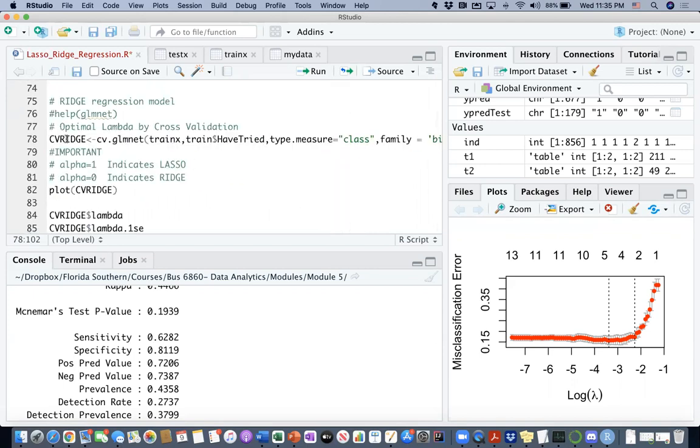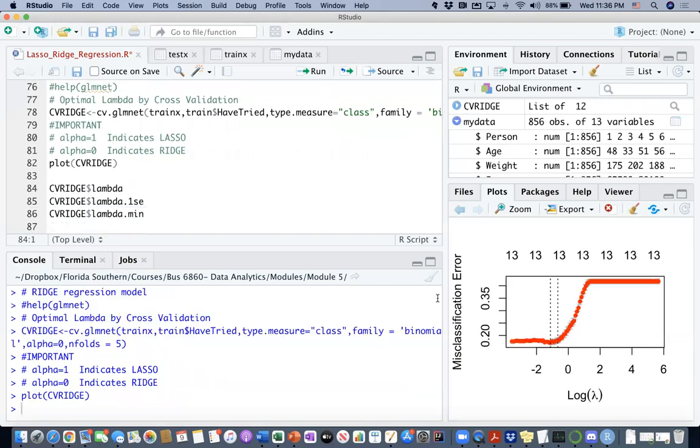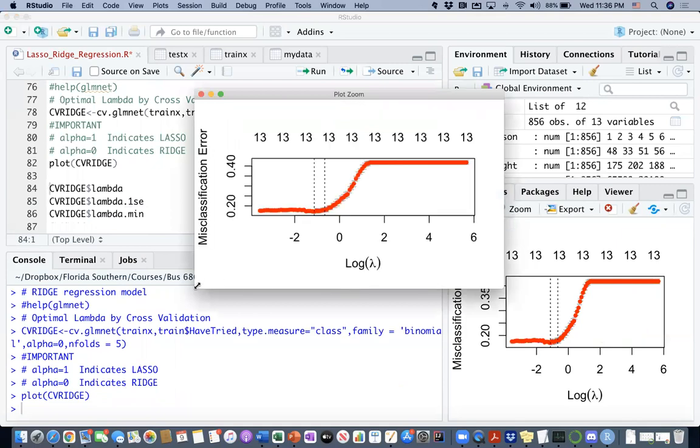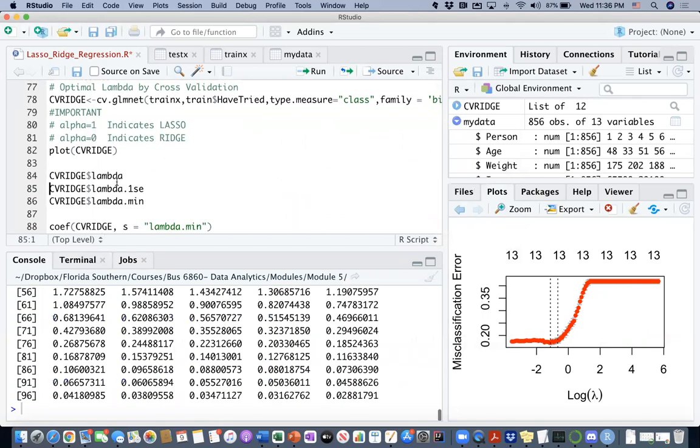All right, let's run this. The name that I gave this is CV Ridge, all capital. Let's execute this model and let's plot this model. This plot is telling me that ridge regression, at the minimum, the optimal lambda value, is telling me to use 13 different independent variables, and again one standard deviation further down, the compromise lambda value is also telling me to use 13 different independent variables. So let's take a look at these lambda values.